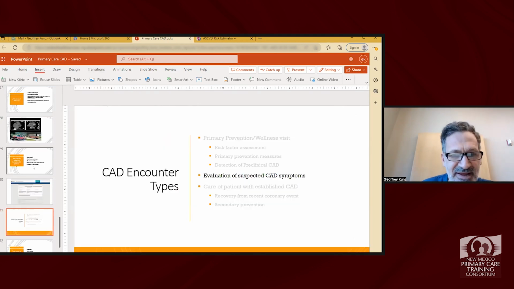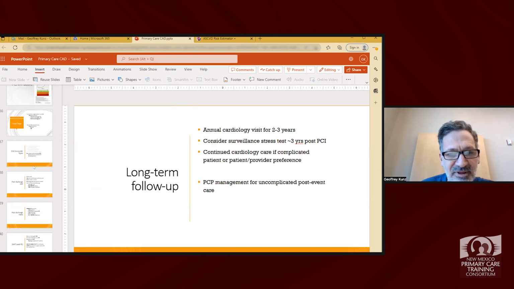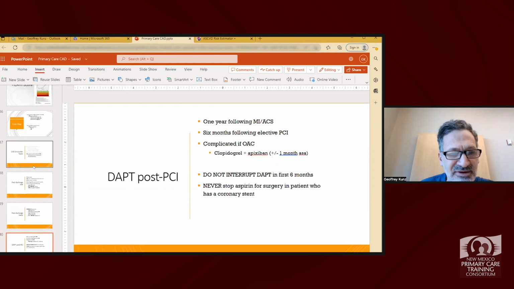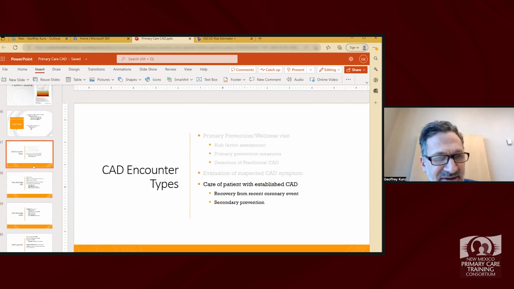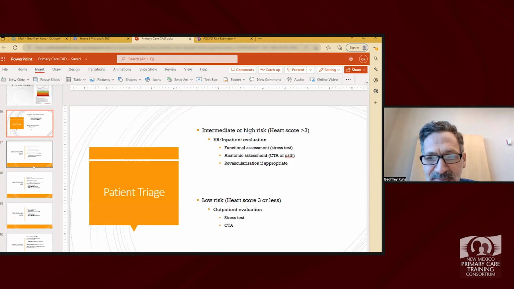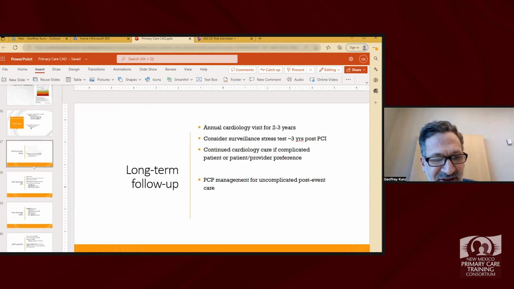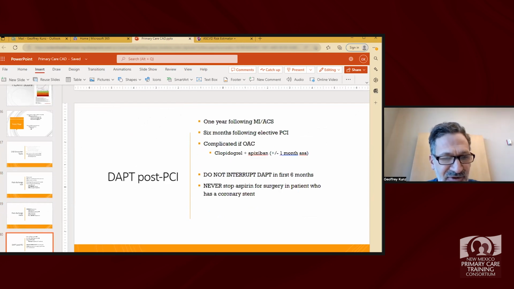is to touch on aspirin and P2Y12 inhibitors in secondary prevention patients. So one of the things that comes up in my practice on a daily basis is whether people need to stay on aspirin and Plavix, or aspirin and Brilinta, or aspirin and Effient after their PCI. And something that you should always keep in mind with someone who has a heart history is whether they have a stent in an artery.